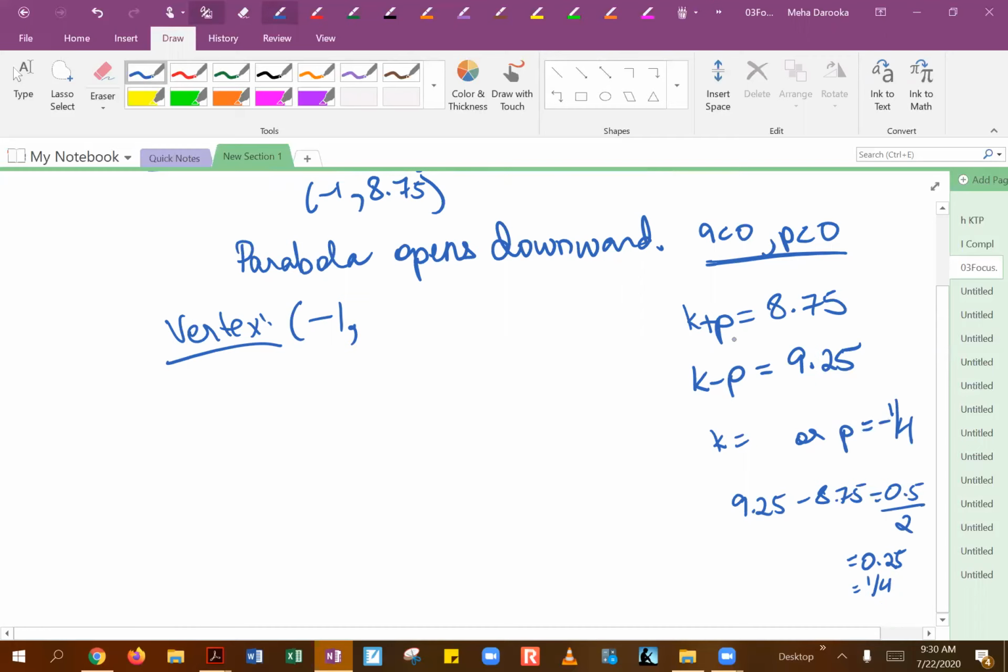So when I take k plus p and get 8.75, that means my k value actually has to be 9, so that when I add the negative 1/4 to it, I get 8.75. When I take k minus p, which gives us the directrix, that's k minus negative 1/4, it gives us 9.25. So you can use that idea, or like I had told you before, solve this system of equations, and that will also give you the same result. So k comes out to be 9, p value comes out to be negative 1/4. So our vertex, h, k, is negative 1, positive 9.